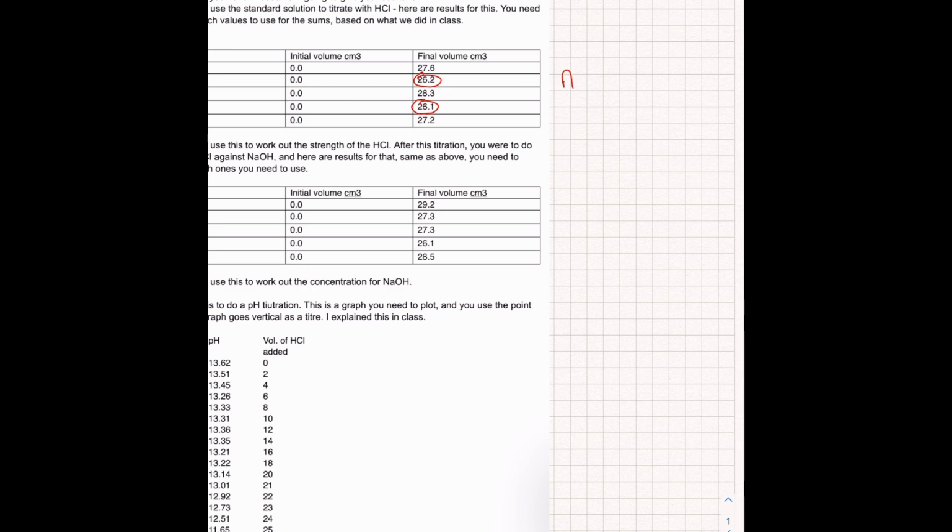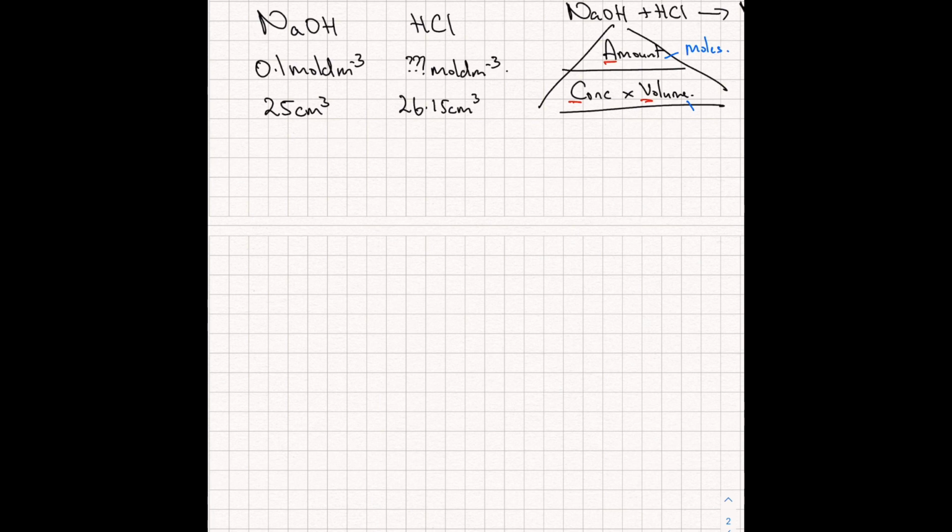So the average would then be 26.2 plus 26.1 divided by 2, which is going to be 26.15 centimeters cubed. The next stage is you're told that the standard solution is 0.1 moles per decimeter cubed, and we normally take 25 centimeters cubed of that when you do your titration. You've been asked to find the concentration of the acid, so we don't know that, but we just worked out that the volume added is 26.15.